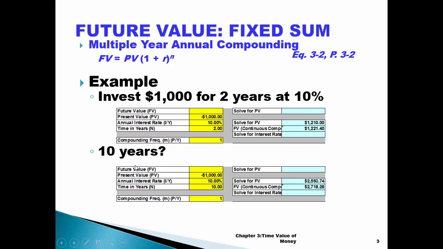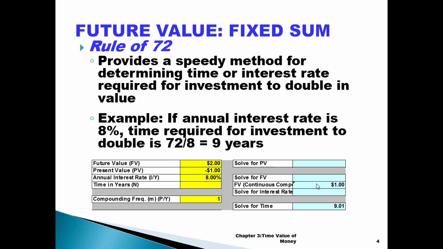So if you wanted to do it for 10 years, what you would do is just change the time in years from 2 to 10, and you'd have $2,593.74. Again, what's 10 times 100? That's $1,000. So we have a $1,000 investment. There should be $1,000 that's gathered from the investment of that 1,000, but we actually end up with another $593. That's from the 10% interest earned every year, earning interest time after time.